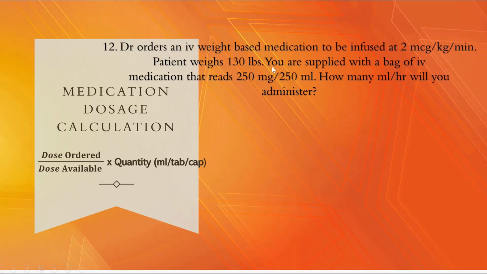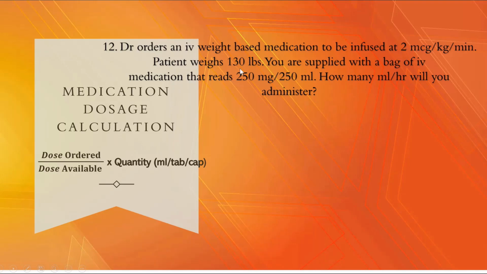Next question. Doctor orders an IV weight-based medication to be infused at 2 microgram per kg per minute. Patient weighs 130 pounds. Again, the ordered dose is 2 microgram per kg per minute. Again, this is a weight-based medicine. The patient weight is 130 pounds. You are supplied with a bag of IV medication that reads 250 milligram in 250 ml. So that's the dose available, 250 milligram, and quantity is 250 ml. How many ml per hour will you administer? So you need the answer in ml per hour.